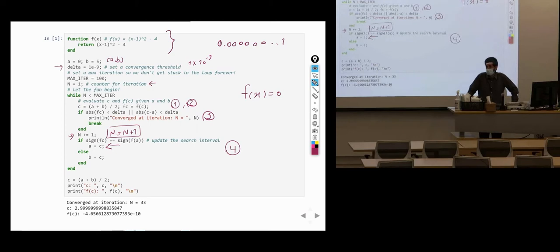If not, well, we can just replace b, because we know the sign of f of c and f of a are opposite, and that's good enough for us to continue, right? Now, this will continue until convergence. Here, we will run it again. We can change the threshold and see what happens. But with this setup, the algorithm converged after 33 iterations.